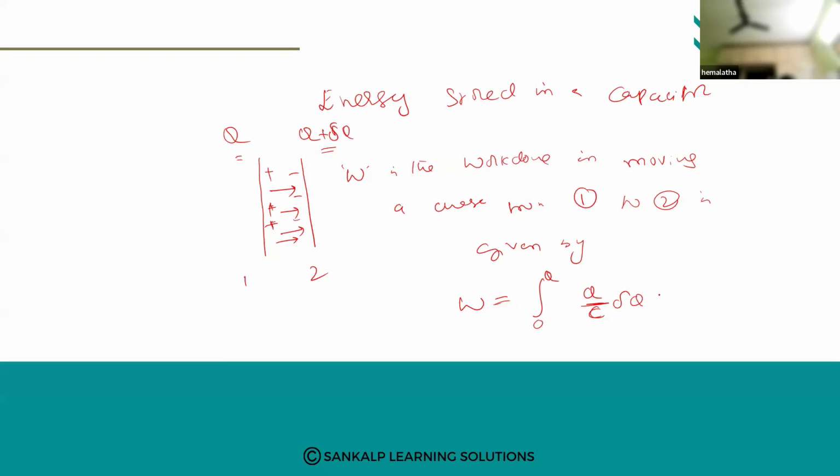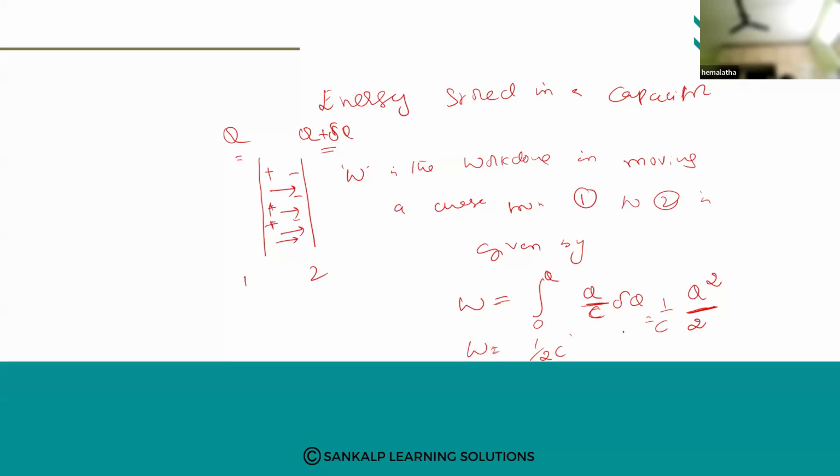Integration of Q is nothing but Q square by 2, and 1 by C is the constant. Okay, Q square by 2C from 0 to Q, correct. So it is the answer. And W is equal to half CV square.